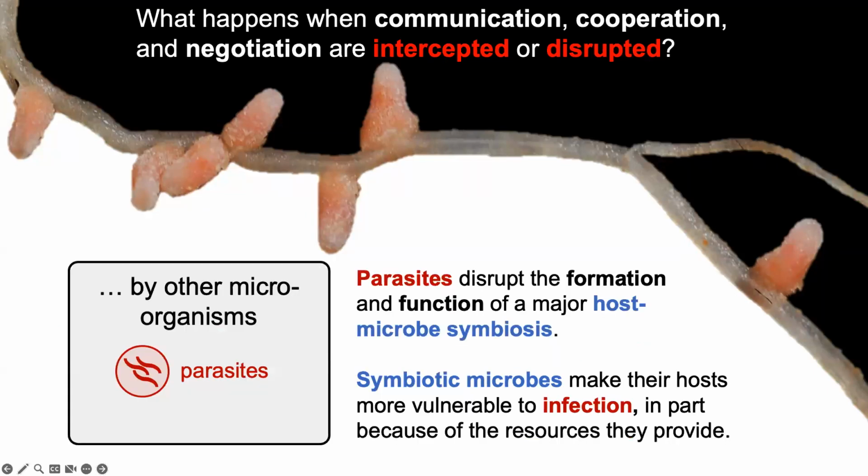So what I want to do now is just wrap up what I've told you and give you a quick glimpse into the two new projects that my lab is starting. So overall, I think our data suggests that parasites are disrupting both the formation and function of this major host microbe symbiosis. By formation, I mean formation of nodules, so the number of nodules a plant has. By function, I mean gene expression profiles of those nodules. Our data also suggests that symbiotic microbes seem to be making their hosts more vulnerable to infection, in part because of the resources that they provide. So that resource economics might be linking these two things together.